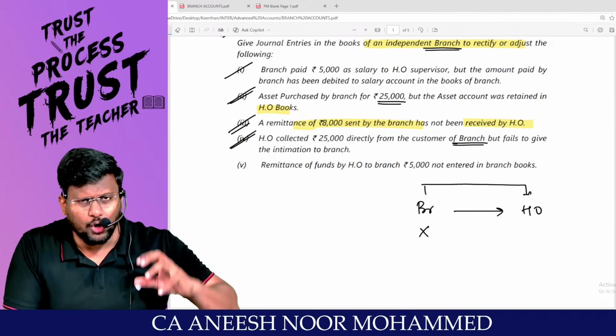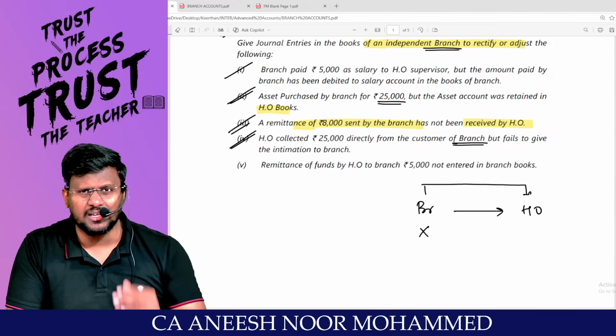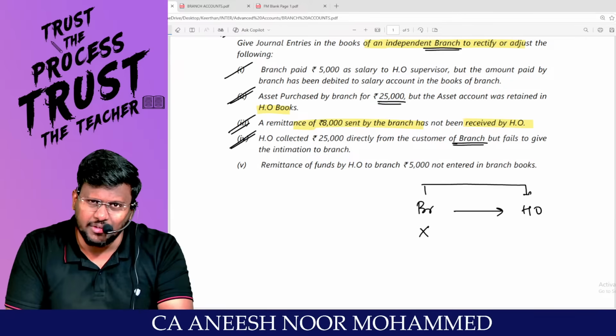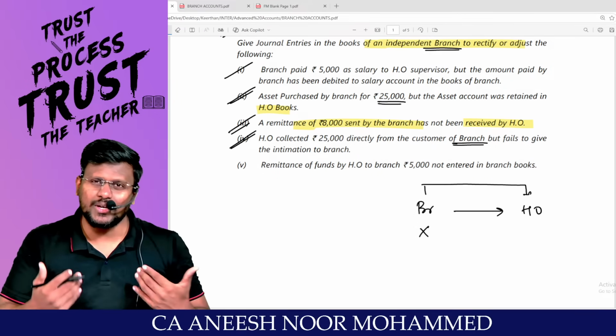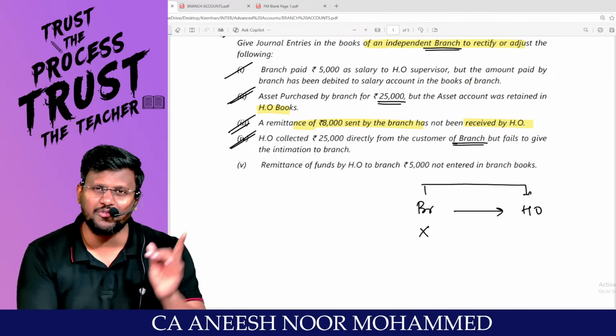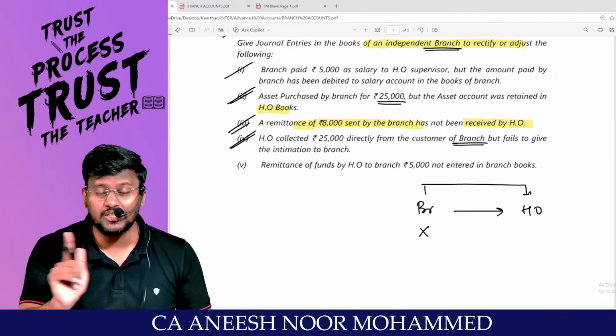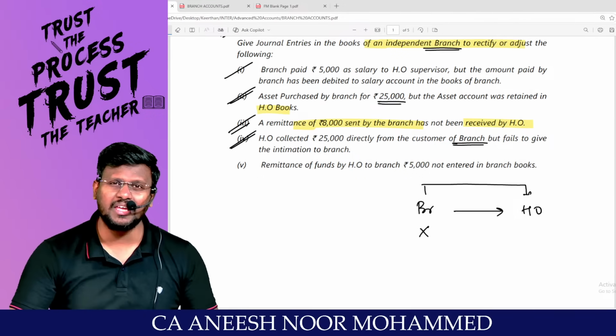If we would have got the money, what entry would we have passed? Cash to debtors. But the money has not been received by us. Who received the money? Head office received the money. So as a branch, we are supposed to get money from the head office. So it's a receivable from here onwards, not from debtors, but from the head office.